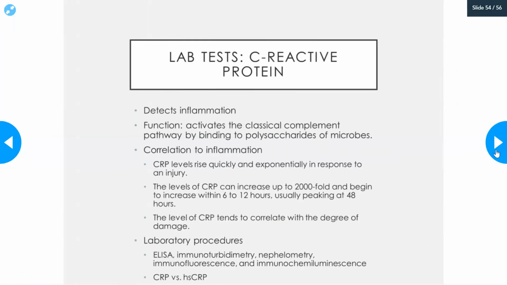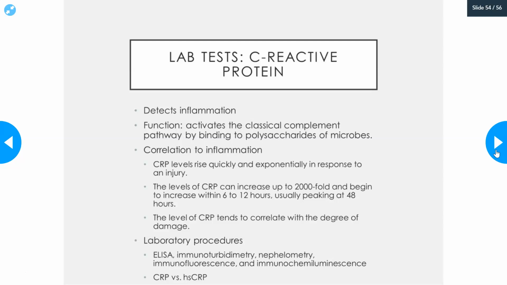So, a couple of lab tests that are related to testing for inflammation. In chemistry, we can run the C-reactive protein. It detects inflammation, and that is all it can tell you: is there inflammation present. It's up to you, or up to the doctor, to find out where it's coming from. The function of C-reactive protein is to activate the classical complement pathway by binding polysaccharides of microbes.